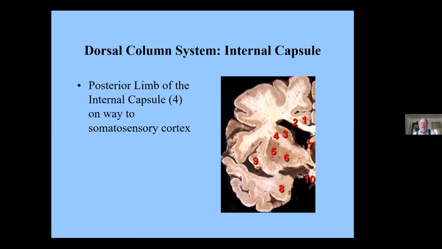So how does this information go? Well, if we look at number 5 here, we can see gray matter. And within this gray matter, in this cross section, is the VPL nucleus of thalamus. The axons of the VPL thalamus enter into the posterior limb of the internal capsule and then travel up to the postcentral gyrus. So number 4 is the posterior limb of the internal capsule, and you're going up to the postcentral gyrus.